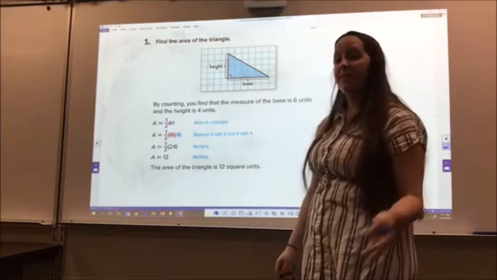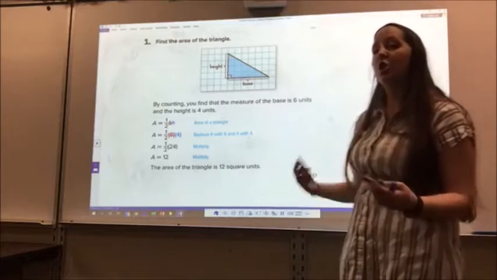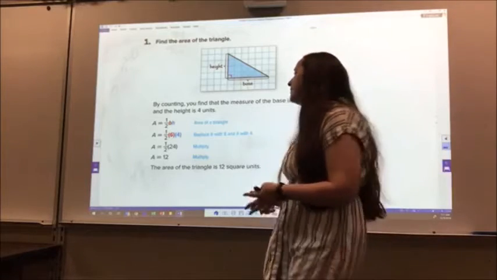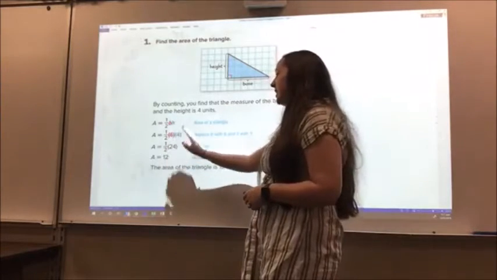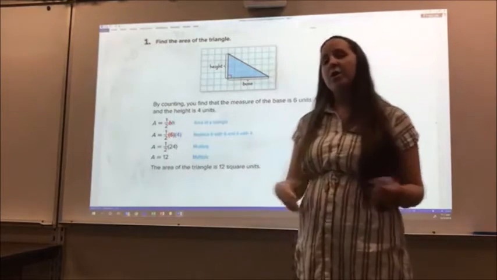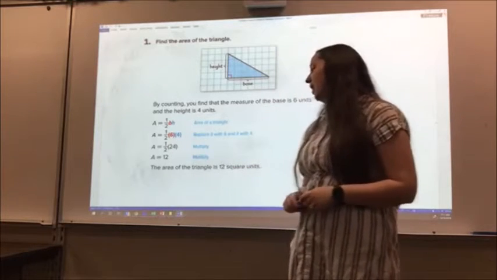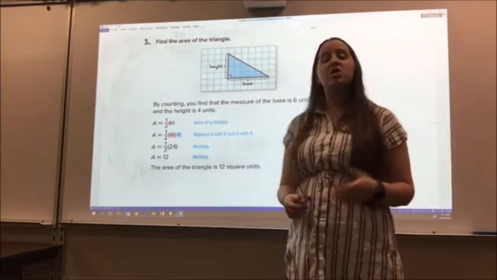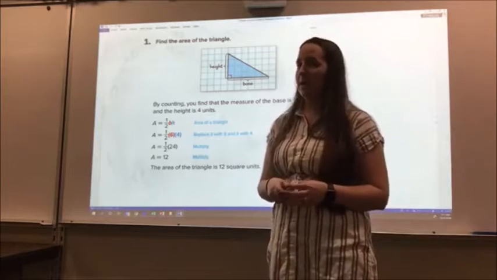So 6 by 4. My base is 6, my height is 4, so I substitute those into the formula that they gave me. 1/2 BH. So 1/2 times 6 times 4. 6 times 4 is 24, divided by 2 is 12. So my area is 12, and it's 12 square units. Just like the parallelogram, it's either units squared or square units. Either way you'd like to do it.